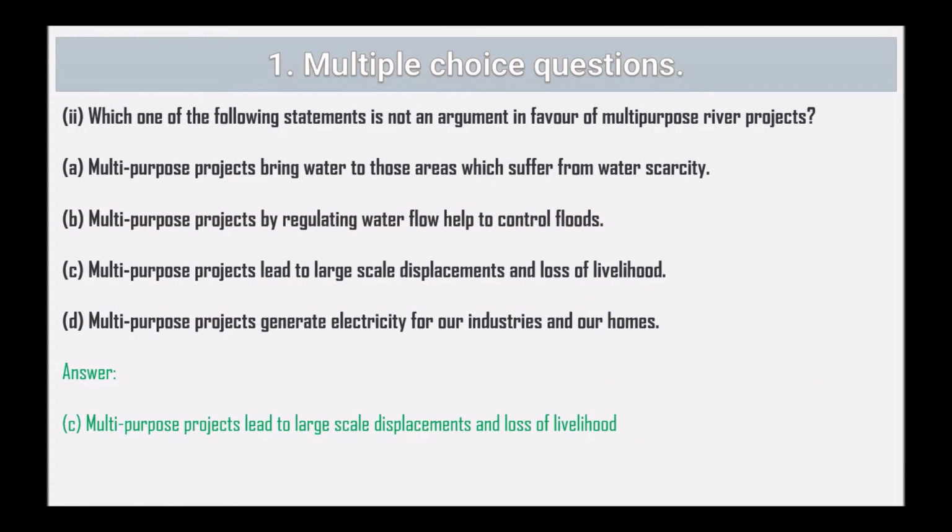Next, which one of the following statements is not an argument in favor of the multipurpose river projects? So the answer is C. Multipurpose projects led to large scale displacements and loss of livelihood.